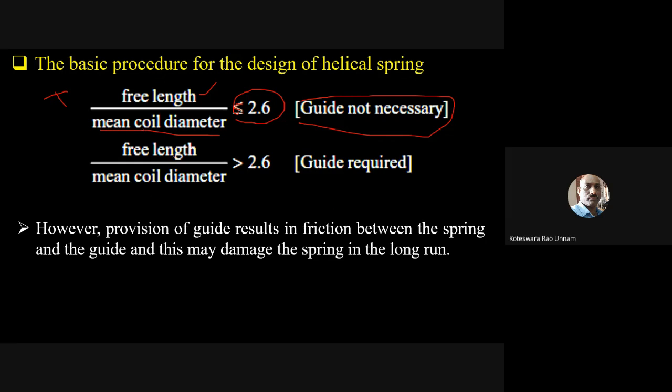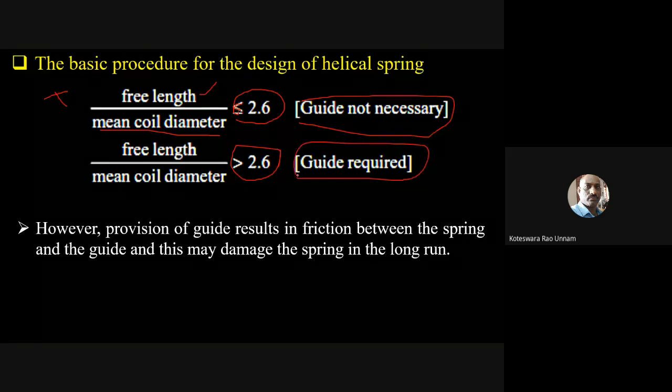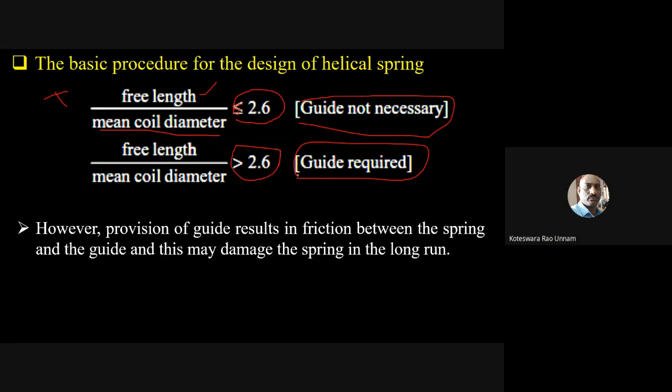When the free length divided by the mean coil diameter is more than 2.6, that is, when the ratio of free length to mean coil diameter is greater than 2.6, then a guide is provided so that buckling can be avoided. So that means in the spring design procedure we don't bother about buckling.